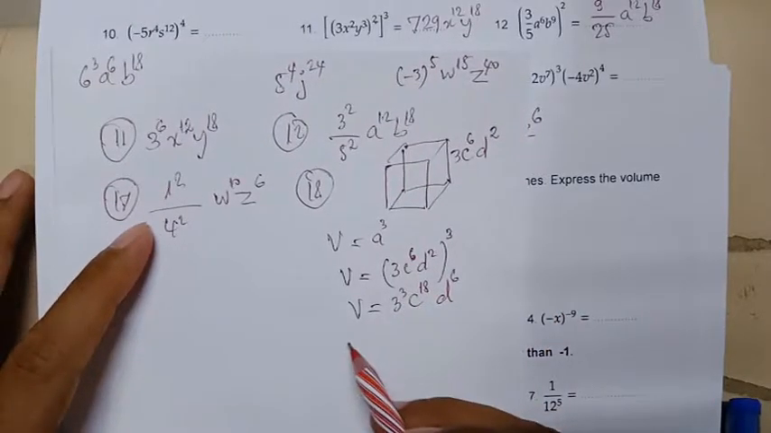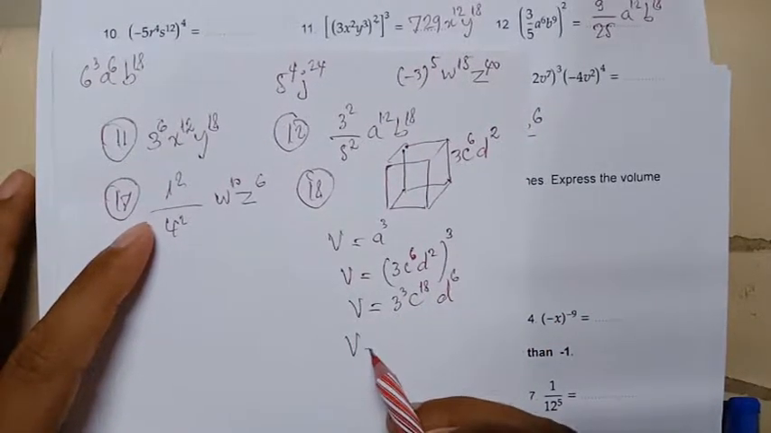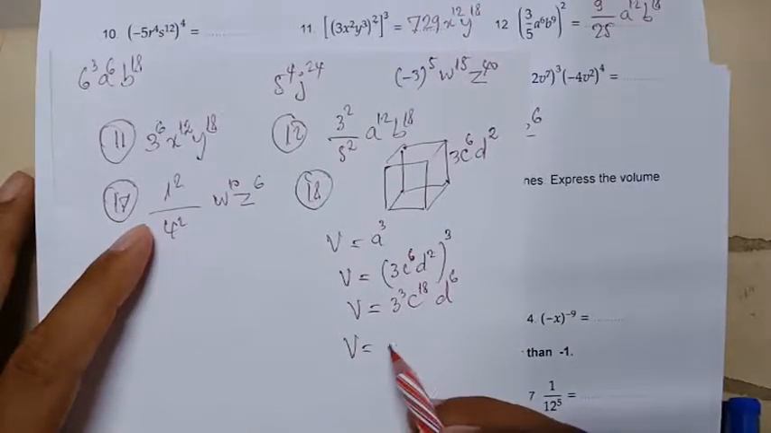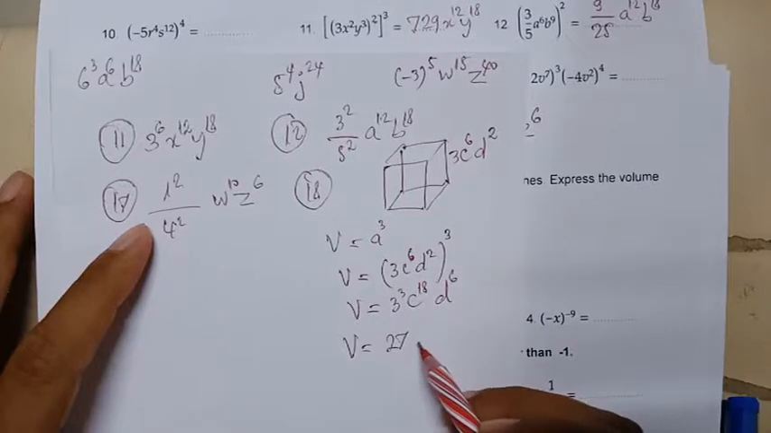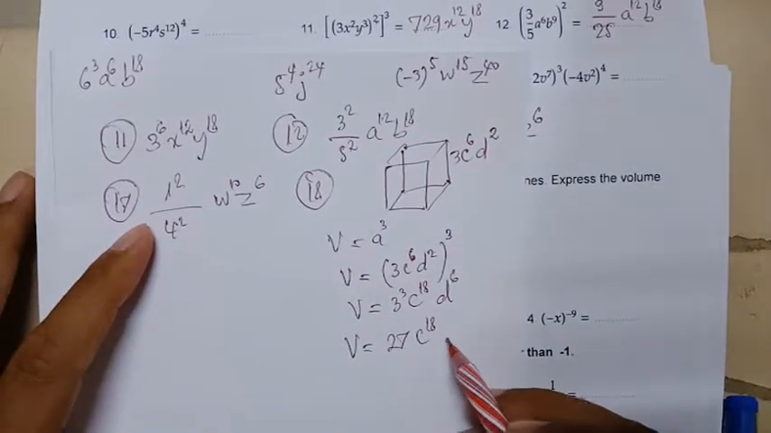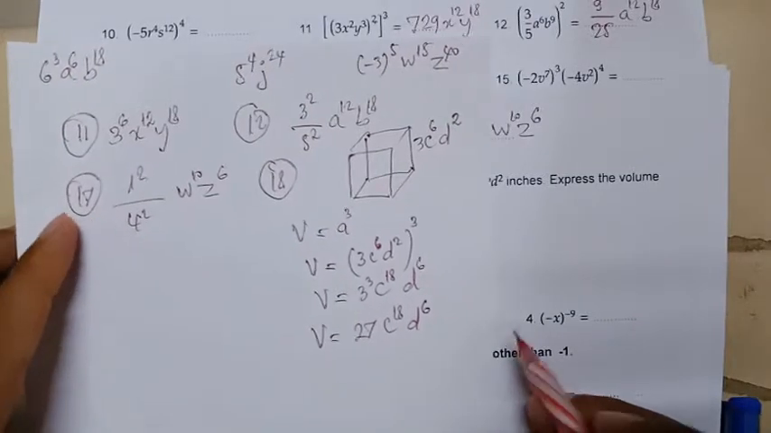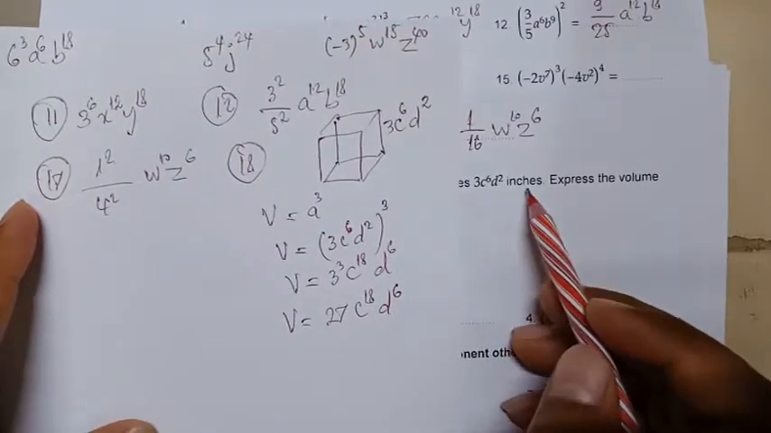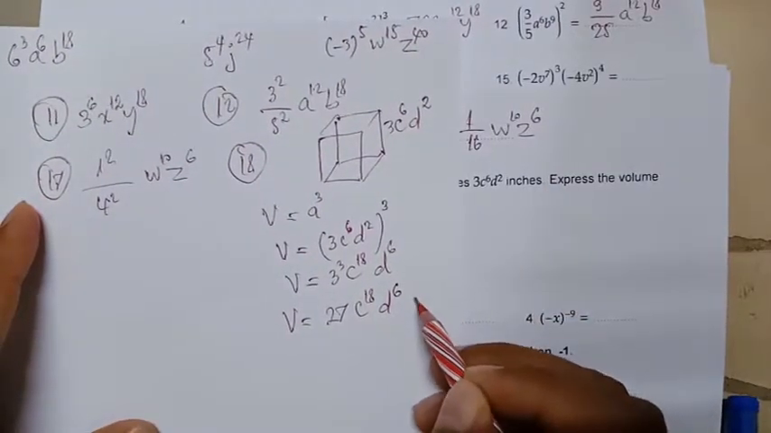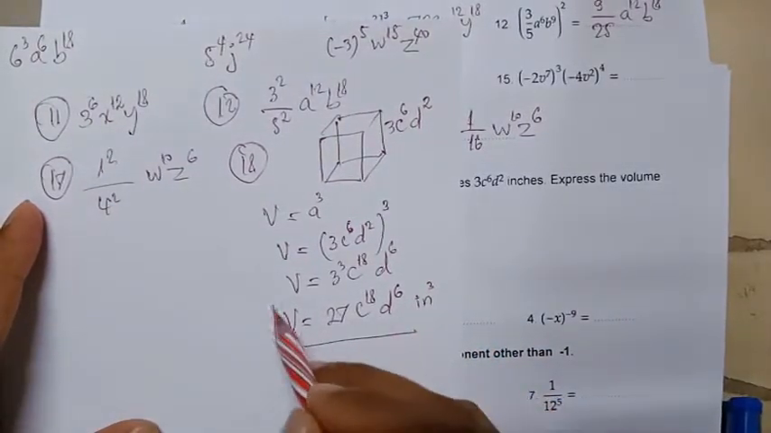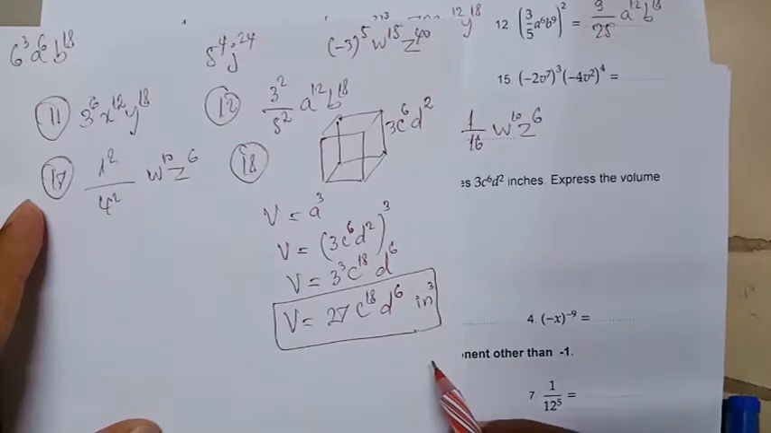so the answer to number 18, V is equal to 3 to the third, which is 27, and then C raised to 18, D raised to 6. The unit is in inches, so it should be in cubic inches. This is the answer for number 18.